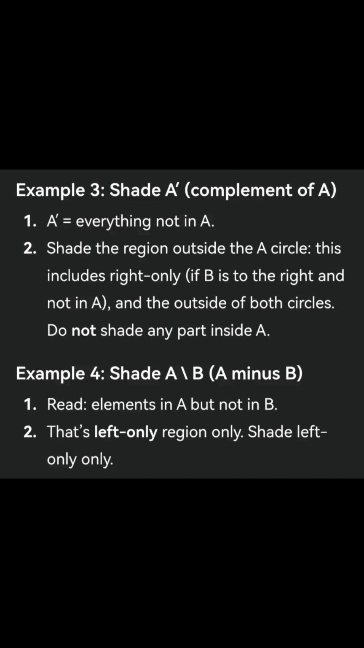Now example 4, we shade A set difference of B, right? So that means A minus B. Read: elements in A but not in B, right? So that is the left only region. Like I said, left only region. We are saying A minus B. So the left only region, that's the only aspect of A. So now I think I don't have to go back and explain A only and complement. You know what I mean. I've explained from the onset. So that is the idea. Don't worry. We do them practically where I show you diagrams and the shading and everything.